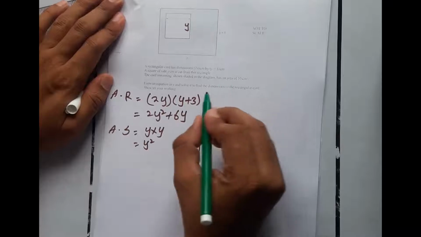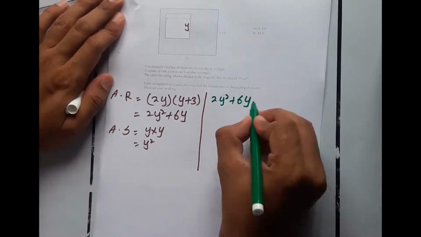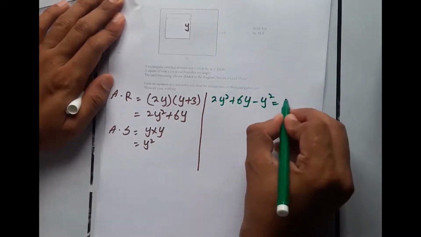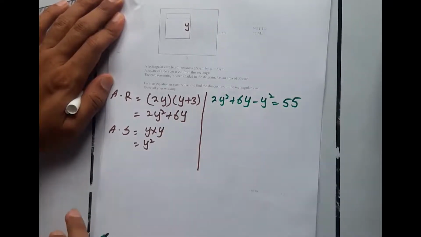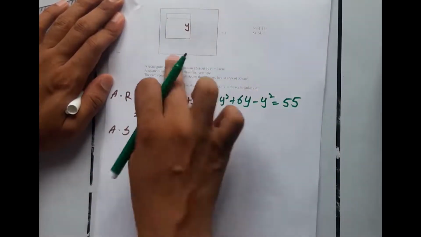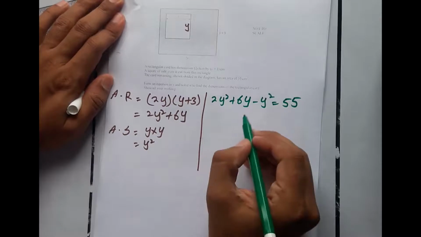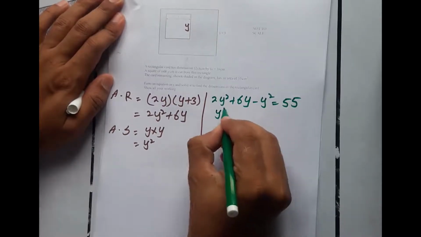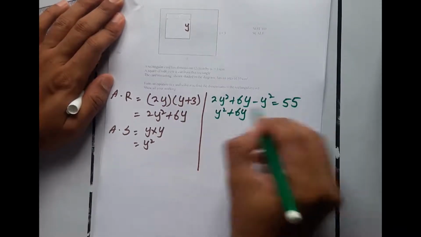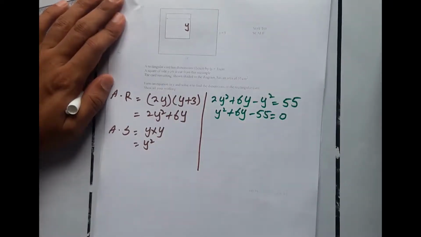remaining area. So 2y square plus 6y minus y square is equal to remaining area, which is 55, because this is total cardboard, this is total rectangular card and you are subtracting a square with dimension of y. Okay, 2y square minus y square is equal to y square plus 6y. This will become, on this side, this will be equal to 0 now. This becomes a quadratic equation.